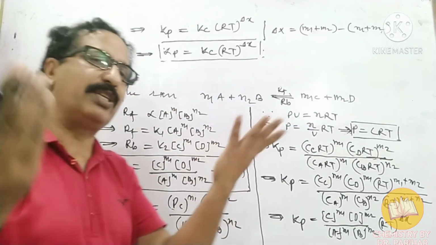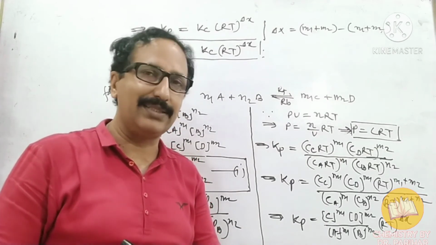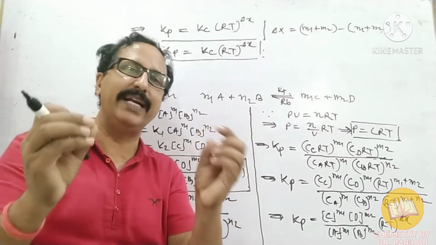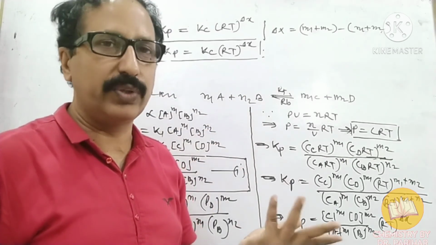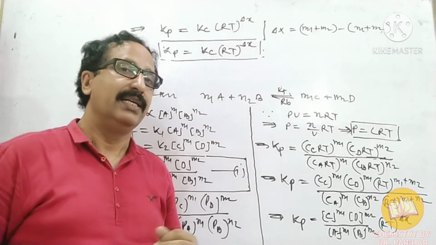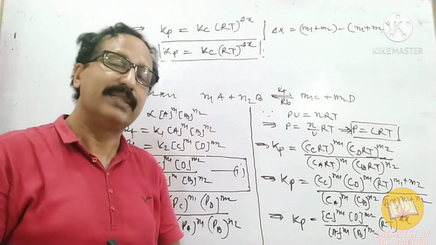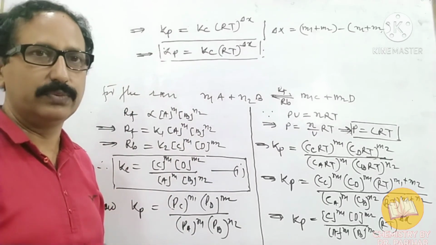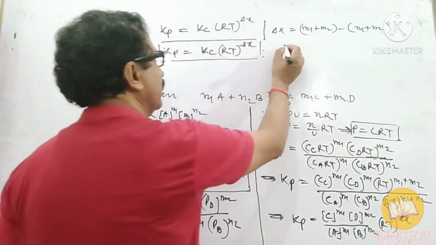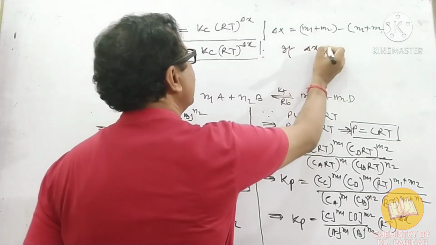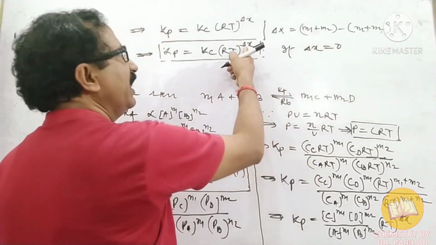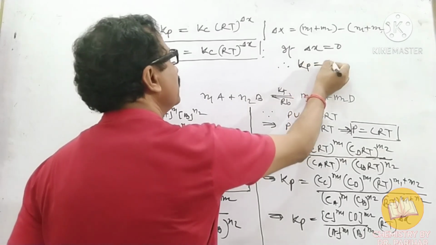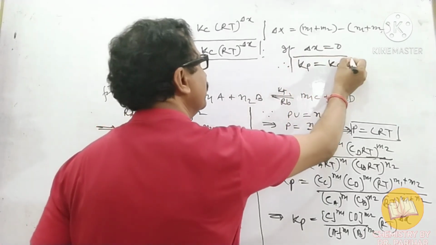Clear? And suppose you are asked to give any chemical reaction in which the value of Kp is equal to Kc. If it is demanded of you, a chemical reaction for which the values of Kp and Kc are the same, it can only be the reaction for which delta n becomes zero. If delta n is equal to zero, then RT to power zero becomes one. Therefore Kp must be equal to Kc.